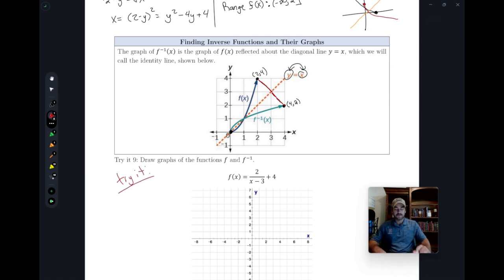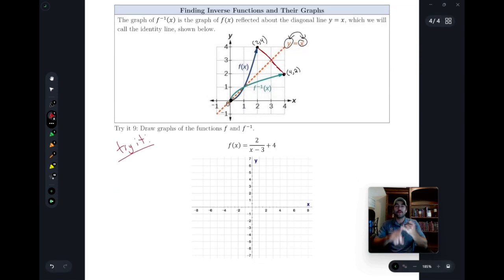I'm going to leave you to try this one on your own because it's going to really test your toolkit function graphing. It's going to test plotting points. It's going to test a lot of things. So I want you to try this one by yourself, see how it goes.